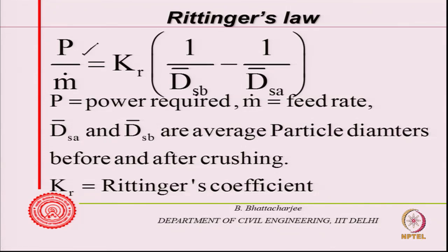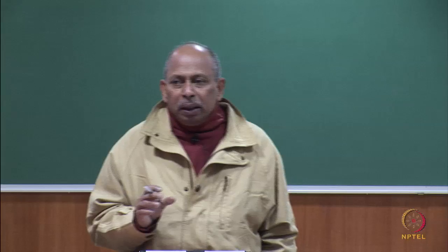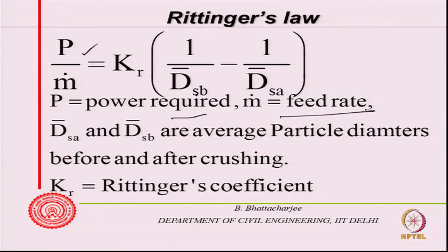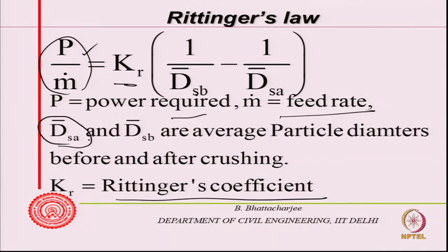P stands for power required. So, in a crusher or a grinder, you feed mass, so it is a feed rate, mass per unit time that you are feeding. So, power per unit mass is proportional to some constant called Rittinger's coefficient. And dSA and dSB are the average particle diameters before and after crushing. So, this is before and this is after. B stands for shape is the same. So, 1 by d minus 1 by d, and this is average, because exactly the same diameter would not be there. So, power per unit mass feed rate, according to this law, is empirical, observed from experiments, and is linearly related.